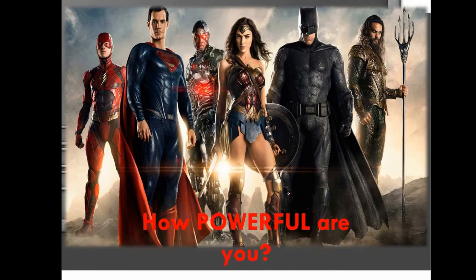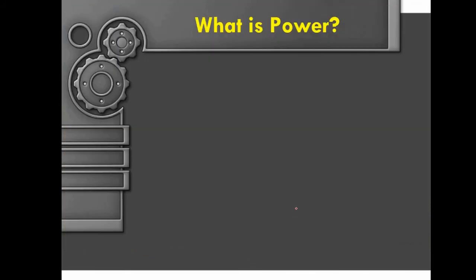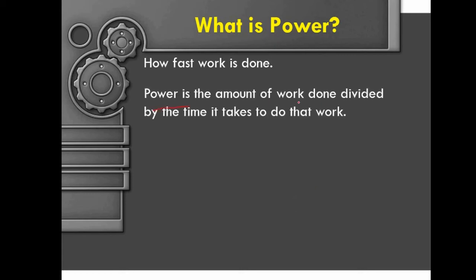So how powerful are you? So what is power? Power is a quantity that tells you how fast work is done. Power is the amount of work done divided by the time it takes to do that work. Mathematically, it's expressed by this: work divided by time. So it is your rate of doing work. It will tell you how fast you are when it comes to doing work.